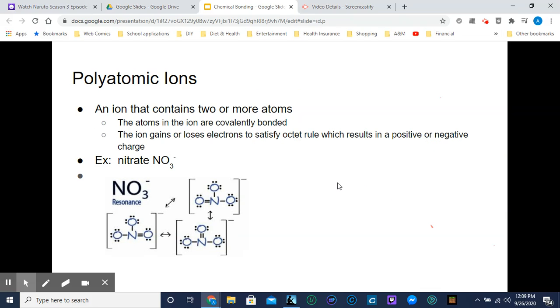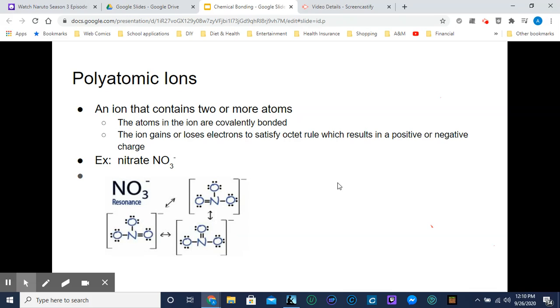Now, some ions are what we call polyatomic ions, and this is a group of covalently bonded atoms, but there are not enough electrons to satisfy the octet rule among themselves. So they're also going to gain or lose an electron or 2 or 3 to satisfy the octet rule, which then makes it form into an ion because it has more electrons than it should normally.